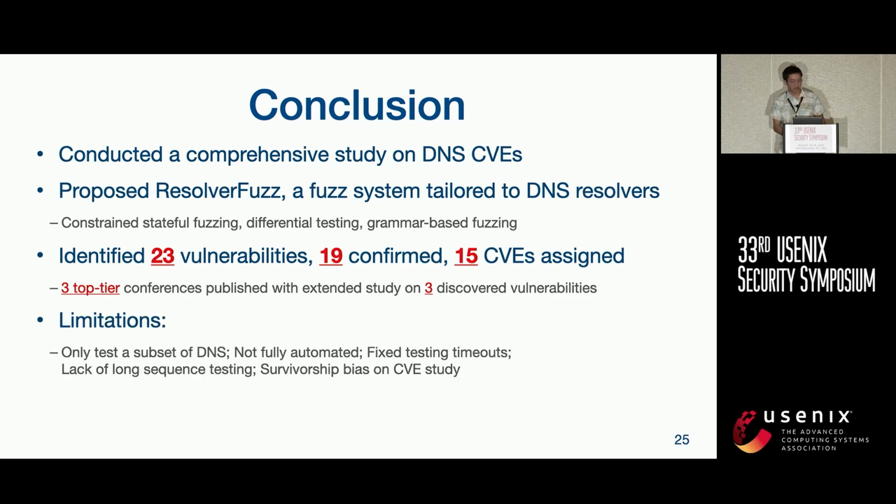For example, we only test a subset of DNS, such as tens of DNS records, and without DNSSEC. It is not fully automated, and the vulnerabilities need manual effort for analysis. We only have fixed timeouts for the test duration, and we only have 1 pair of query and response, so it lacks long sequence testing within one test case. And for the CVE study, it might suffer from survivorship bias, since vulnerabilities with easier and shallower logic may be easier to discover.